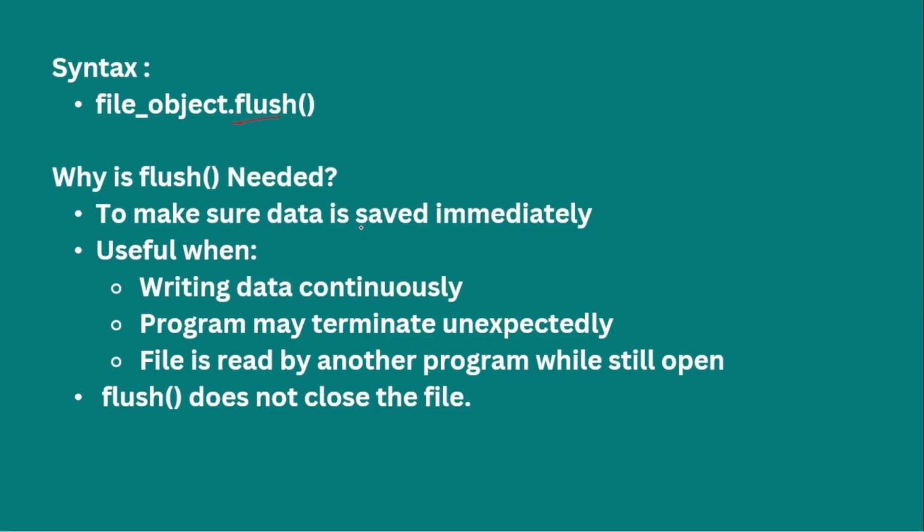So why do we need flush? We need flush to make sure data is saved immediately from the buffer memory to the main file. It is useful when writing data continuously. A program may terminate unexpectedly, and if it does, there's a chance that we may lose the data. So in order to preserve that data, we use flush so that it is immediately stored in the file. It is also useful if the file is read by another program while still open. Flush does not close the file.